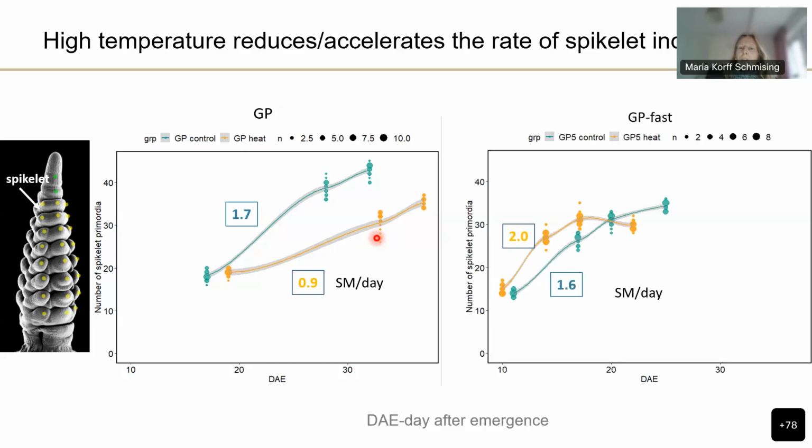And that looked very different in Golden Promise Fast, where actually it got accelerated. So the induction rate was more or less the same in both genotypes under control conditions, but under high ambient temperature conditions, this rate got accelerated. What you can also see here is that not only the rate was affected, but also the duration of spikelet induction. So both of them were affected by high ambient temperature conditions and the allelic state at PPDH1.